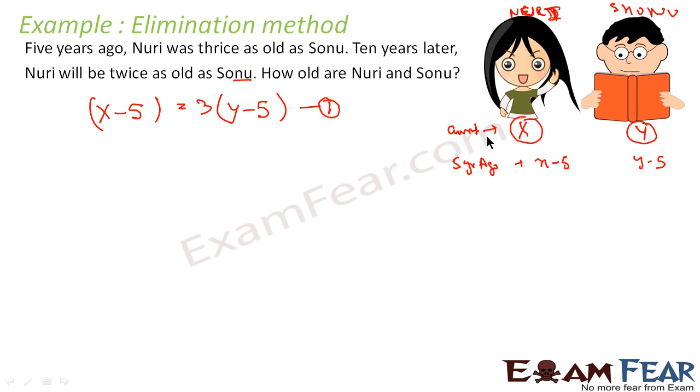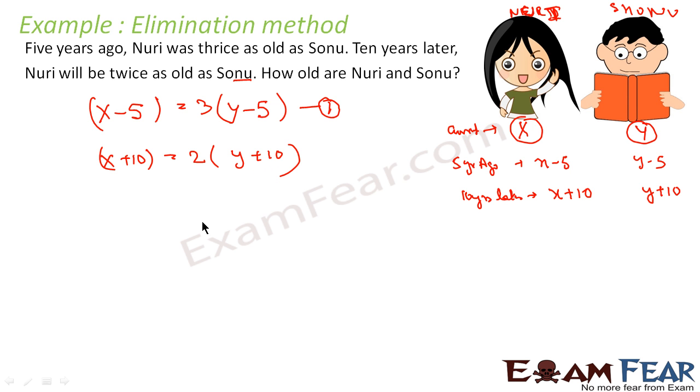Now second is 10 years later. So the current age is X, 10 years later Neeru's age will be X plus 10. If the current age is Y for Sonu, 10 years later it will be Y plus 10. Correct? Now the question says 10 years later Neeru will be twice as old as Sonu. That means Neeru's age after 10 years, X plus 10, will be twice Sonu's age after 10 years.